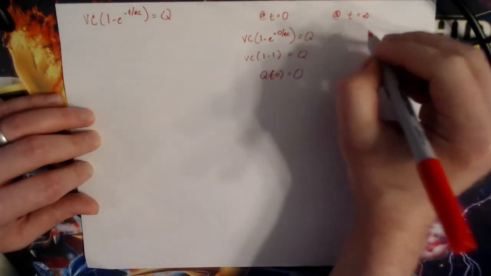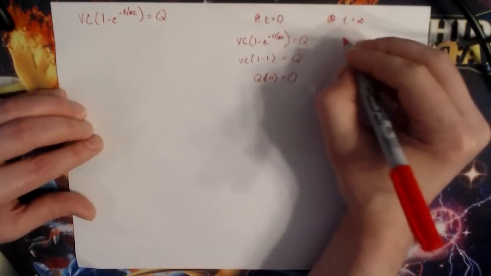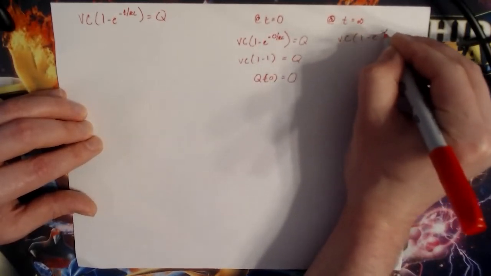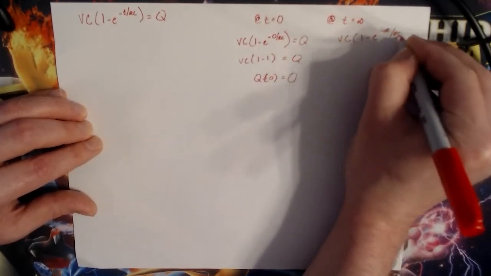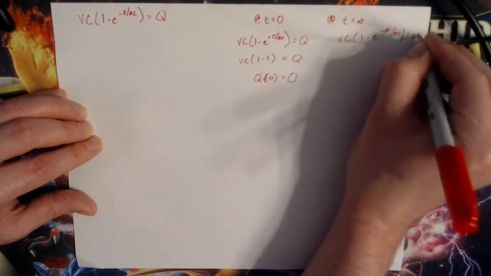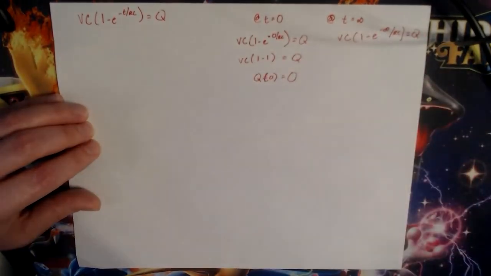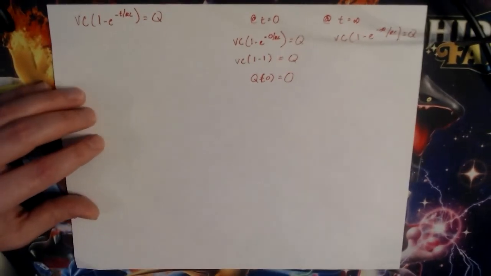But what about time equals infinity? At time equals infinity, we still start with our VC statement. We do 1 minus e to the negative infinity over RC, and we think about that being equal to Q. What is e to the negative infinity?